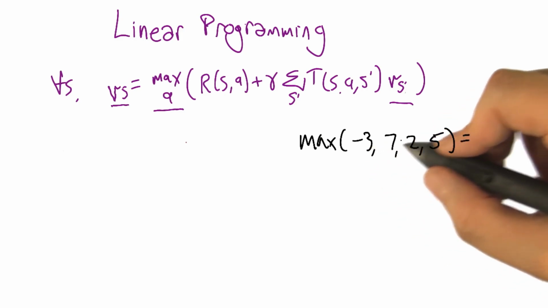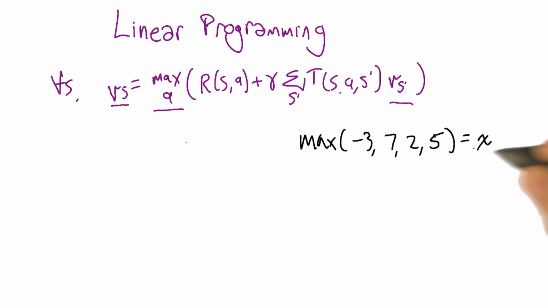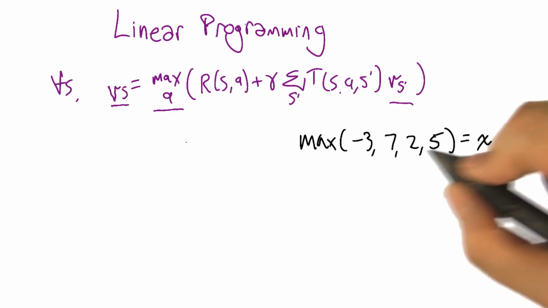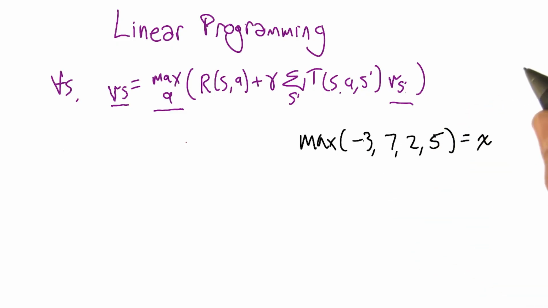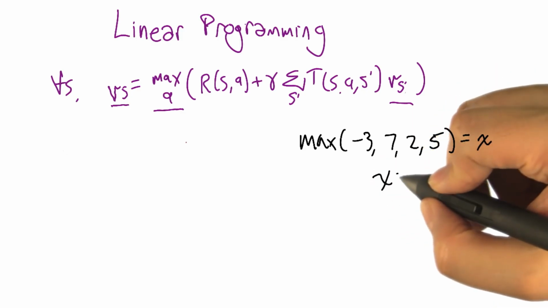Here's a thing that we're trying to compute the max of, and the max is going to be some value x. What is the relationship between x and all these values? So what's the relationship between x and -3? X is greater than -3. Greater than -3, or in general, we could say greater than or equal to.